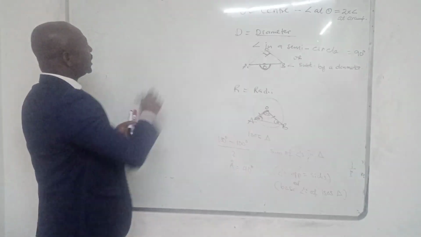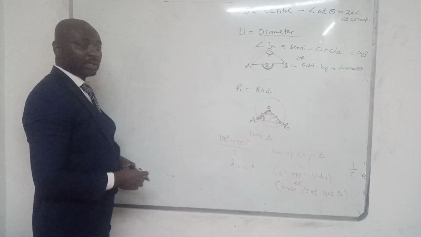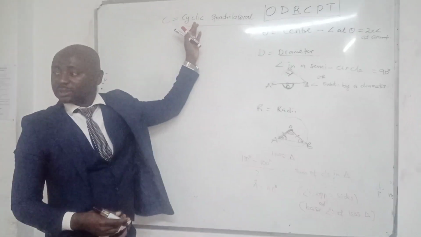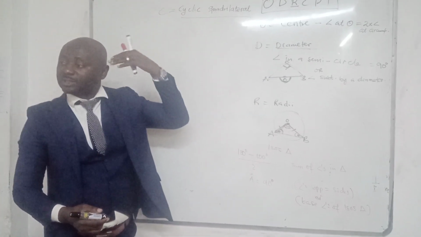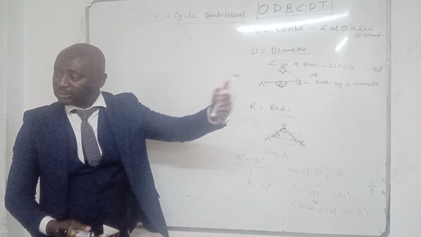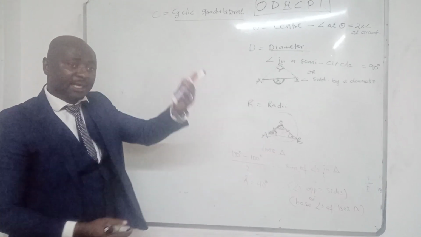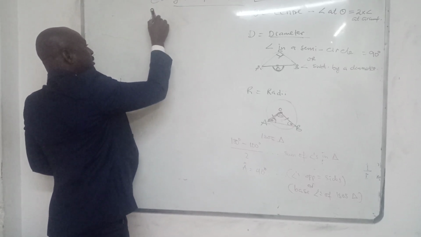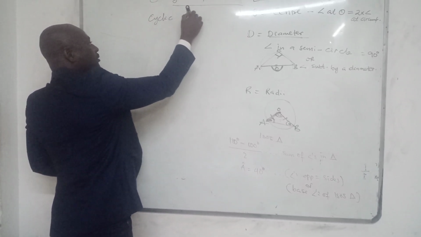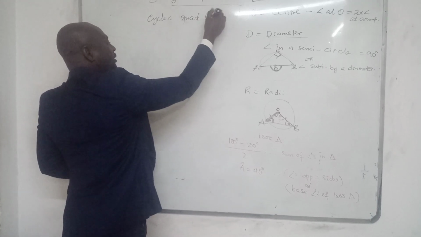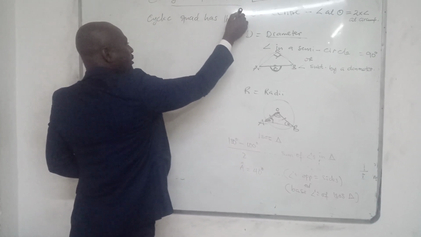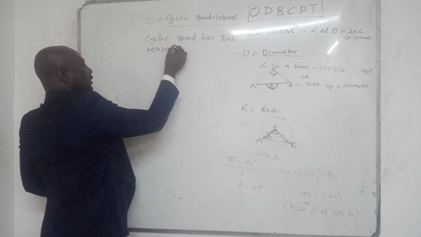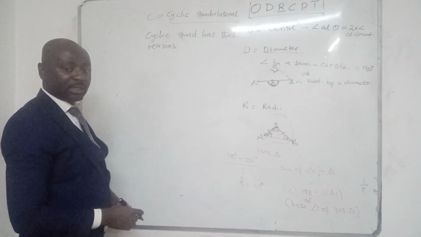And you ask yourself, why did the examiner say this is a cyclic quadrilateral? Anytime you are solving a question, ask yourself, why did they mention this? What are the reasons behind it? A cyclic quad has 3 reasons, and any of these reasons can be associated with the diagram.